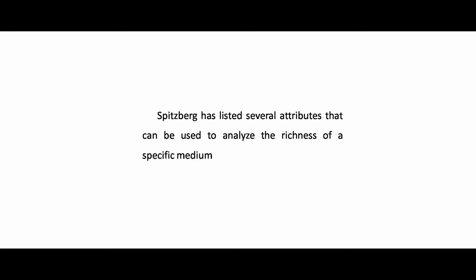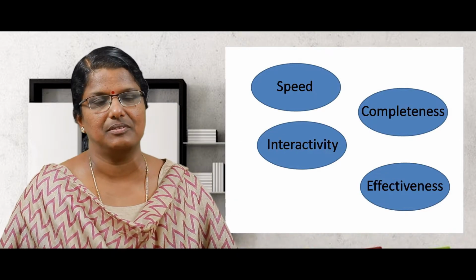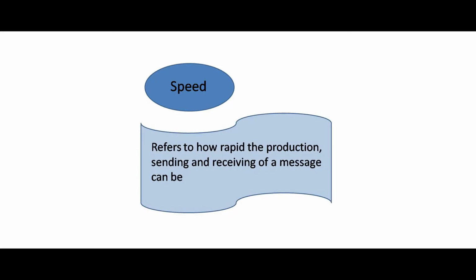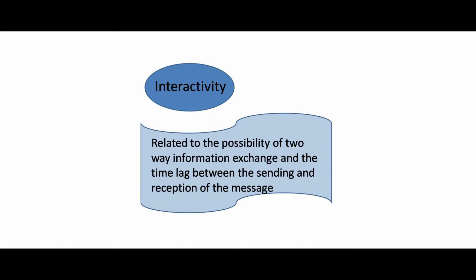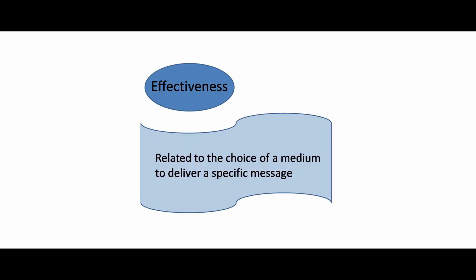Spitzberg has listed several attributes that can be used to analyze the richness of a specific medium, such as speed, interactivity, completeness, and effectiveness. Speed refers to how rapid the production, sending, and receiving of a message can be. Interactivity is related to the possibility of two-way information exchange as well as the time lag between the sending and reception of a message. Completeness is the degree to which the medium can transmit the non-verbal forms of a message and representations of emotional content. Effectiveness in communication is related to the appropriate choice of a medium to deliver a specific message.